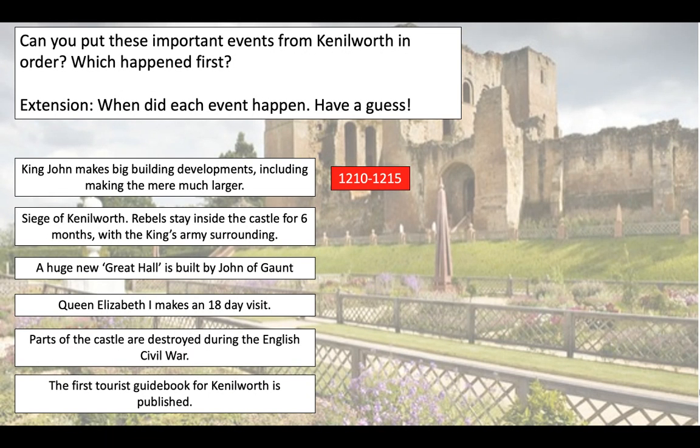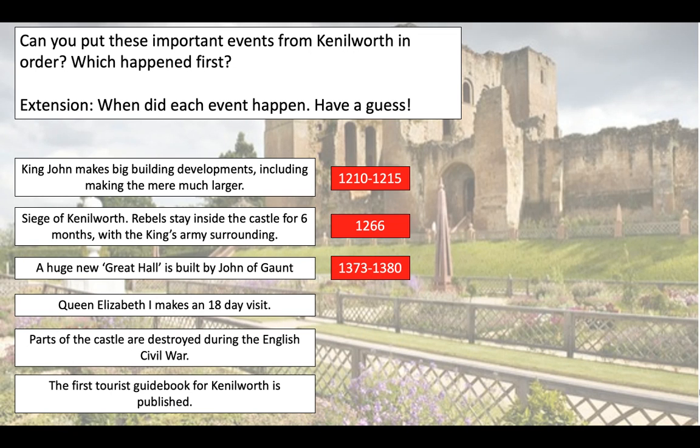Well done if you guessed these and you're getting close, or if you got any of them perfect. That's really great. So King John makes his developments around 1210. So that's within the first 100 years of the castle's existence. The siege, a really important date for us to try and remember. Okay, so that's 1266.